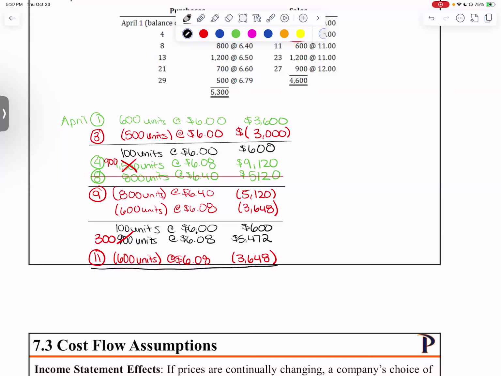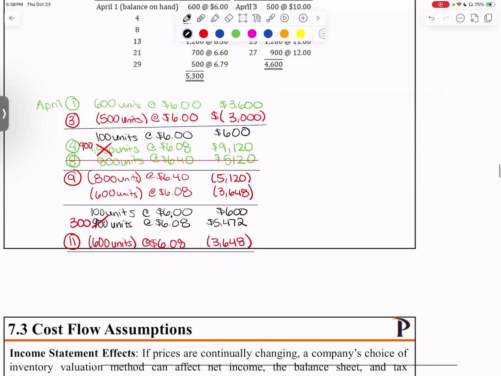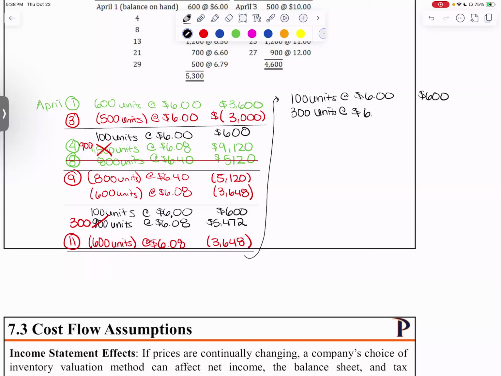After the sale on the 11th, our ending inventory is going to be comprised of, I'm just going to move it over here so we have a little more space, 100 units at $6. Again, that's still worth 600. And then we have 300 units remaining of our April 4th purchase at $6.08 each.